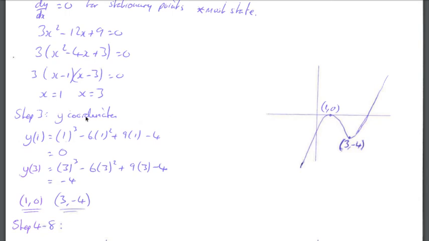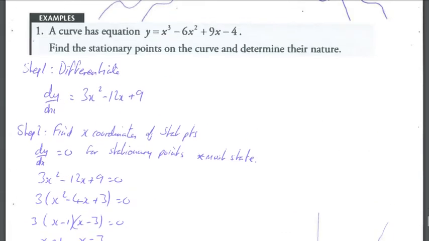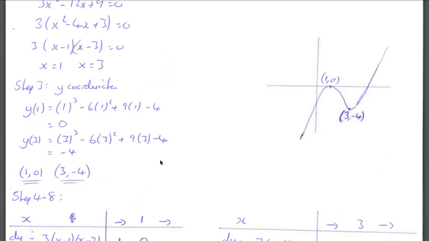And then step 3, find the y coordinates. So I know when x is 1, y will be y of 1. So just substitute 1 back into y equals, or f of x equals, if it was labeled f of x. Do the same again for 3, to find the y coordinate when x equals 3. Okay. So I've got (1, 0) and I've got (3, -4) at the moment.